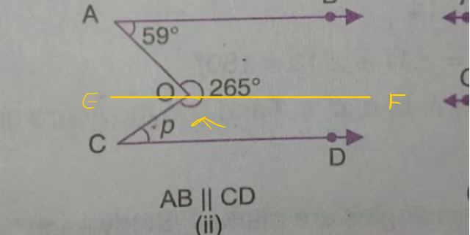The measure is 180 degrees, right? But we also need to know the measure of this other angle, angle EOC, that is going to be 121, because you can see this is a straight line which is cutting 265. So the above part will be this and the below part will be this much.